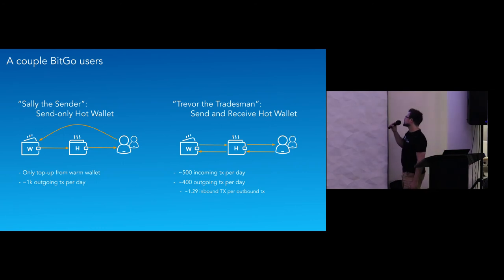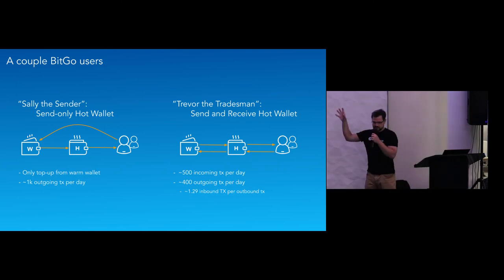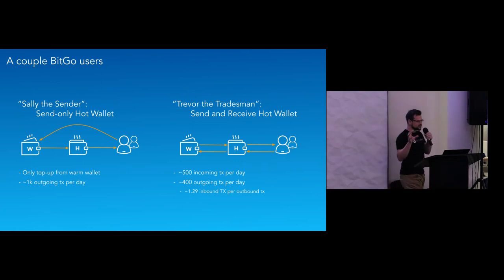Then, here's a couple of BitGo users I brought for you. So that I don't accidentally tell you who this is, I'll call them Sally Descender and Trevor Tradesman. Sally Descender is a send-only hot wallet. I made a little diagram to show you how they set up the wallet. These are two common ways of how people set up hot wallets with us. The warm wallet is in here just to understand what's going on. The warm wallet is not important otherwise. We're just looking at the hot wallet.